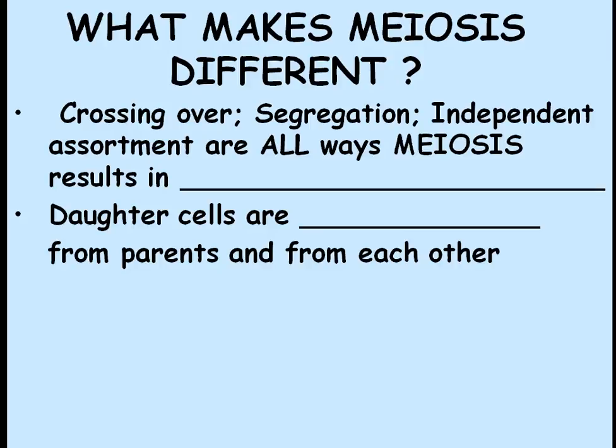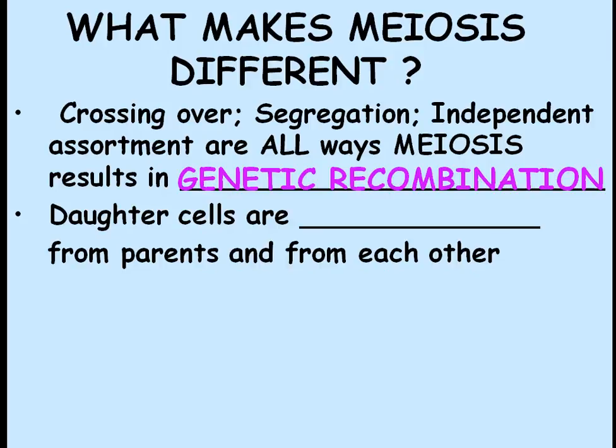Okay, so let's recap the differences in meiosis. We have crossing over, segregation, and independent assortment. These are all ways that meiosis results in what we call genetic recombination, where all daughter cells are genetically different from each other and from the parent cell.